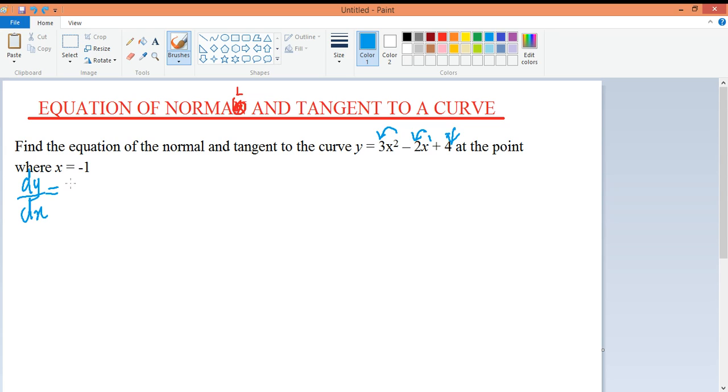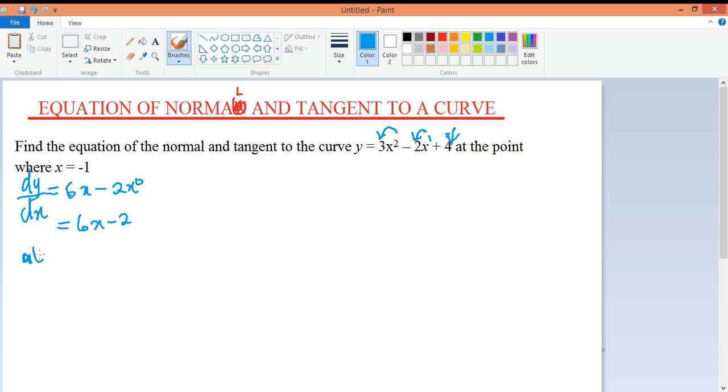So let's perform that calculation here. The first term shall have 6x, the power becomes 1, minus 2x raised to the power 0. We know that any number raised to the power 0 is 1. Hence, this will translate into 6x minus 2.